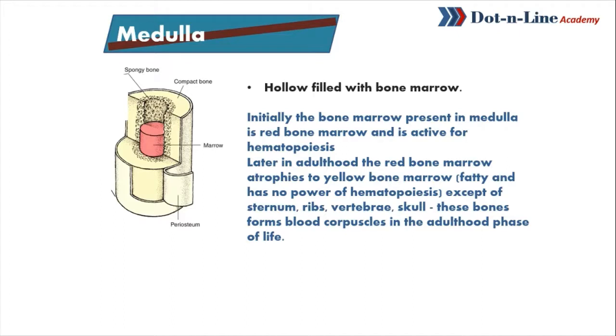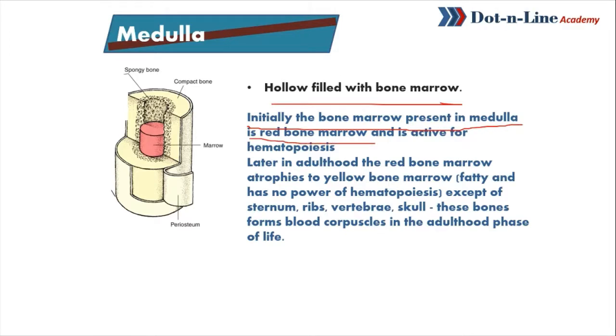Medulla. Medulla is the innermost part. It is mostly a hollow part. Inside the spongy bone, the medulla is a hollow part filled with bone marrow. What kind of bone marrow? This is the question I asked you at the start. Initially, the bone marrow present in the medulla is red bone marrow.